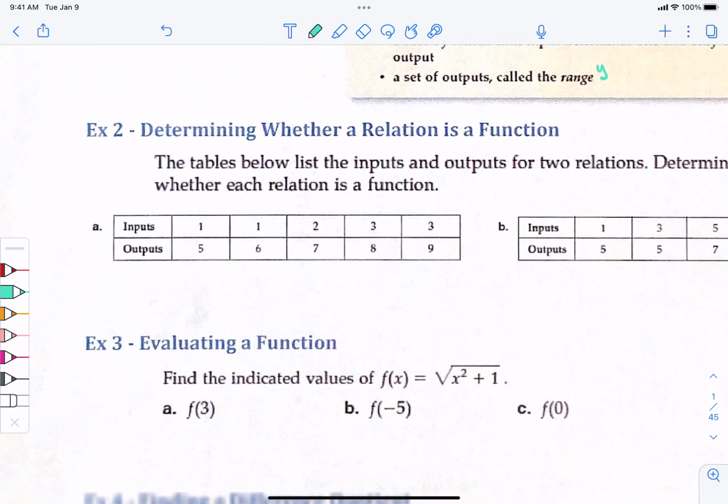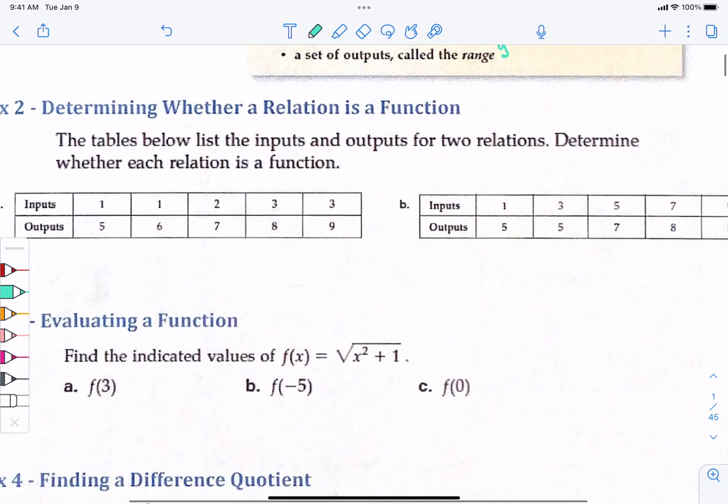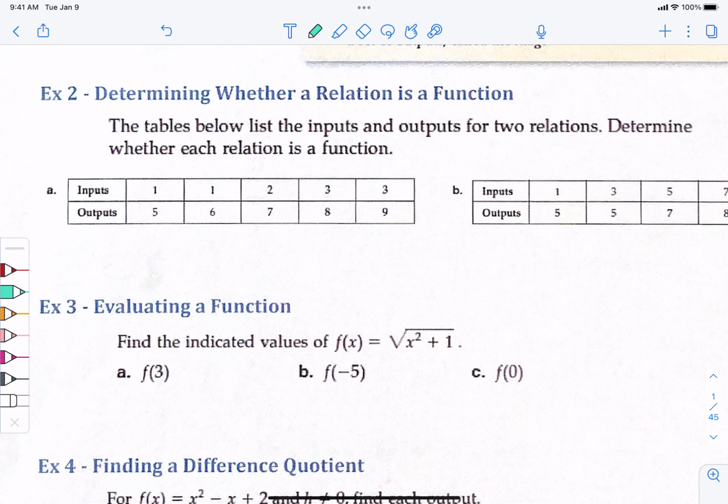Determine whether a relation is a function. The table below shows the inputs and outputs of two relations. Determine whether the relation is a function or not a function. A, yes or no? No. How come? The ones and the threes. This is not a function.